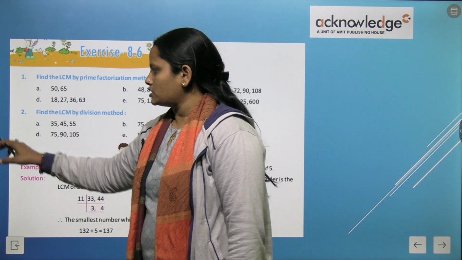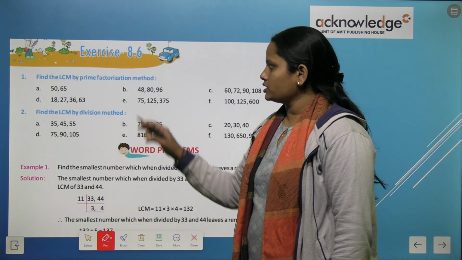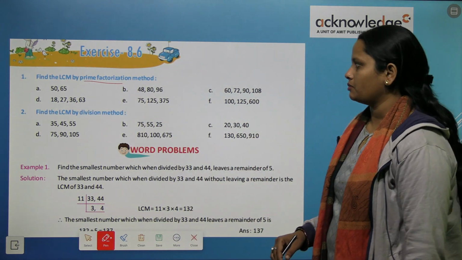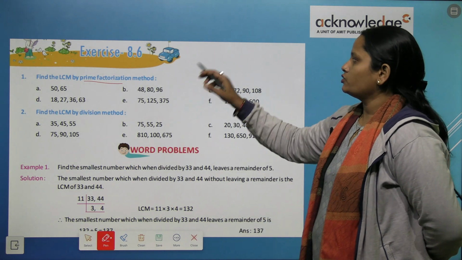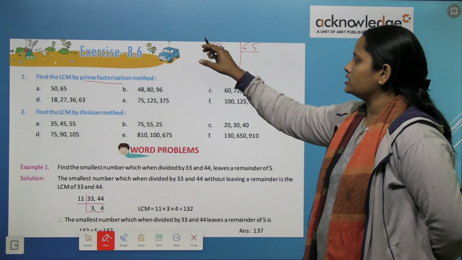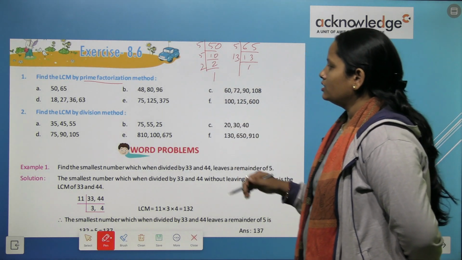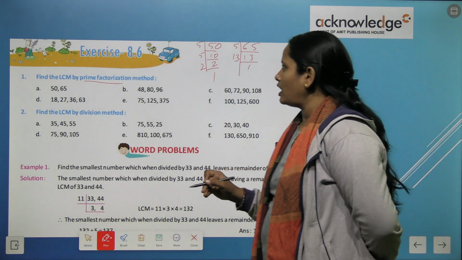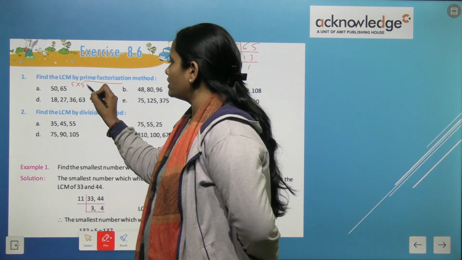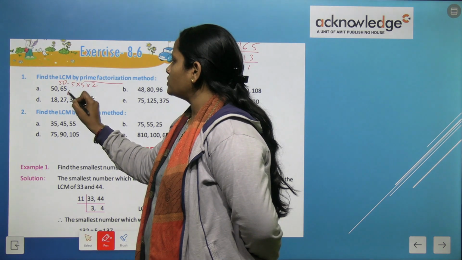Now let's do this exercise, 8.6. Here the first question is find the LCM by prime factorization method. Prime factorization method से हमें इनका LCM निकालना है. So first question is 50 and 65. इन दोनों का हमें LCM निकालना है prime factorization से. So here children you can see the factors of 50 and 65 are 5 multiply 5 multiply 2. ये 50 के हैं. अब 65 के क्या है?